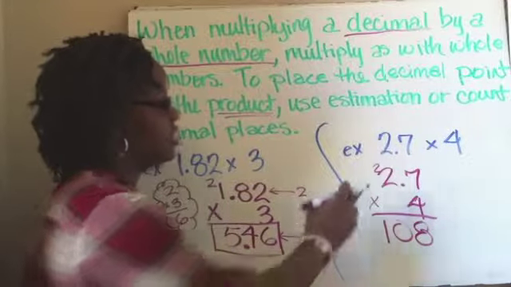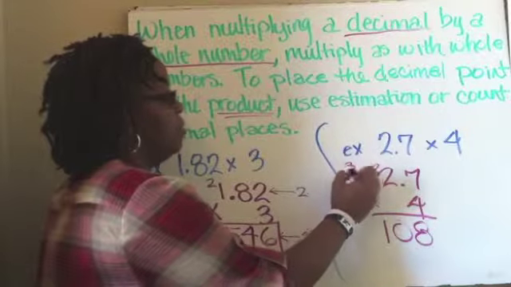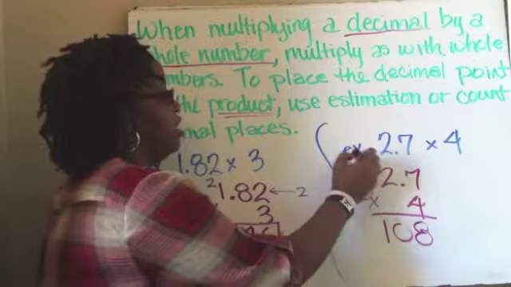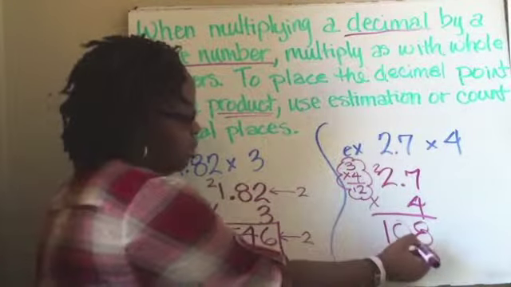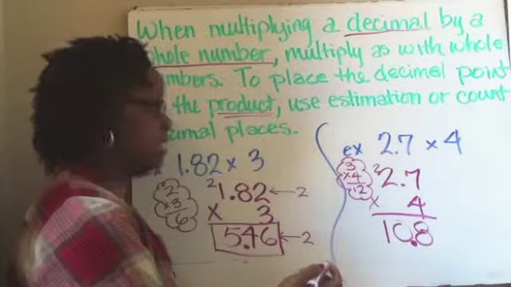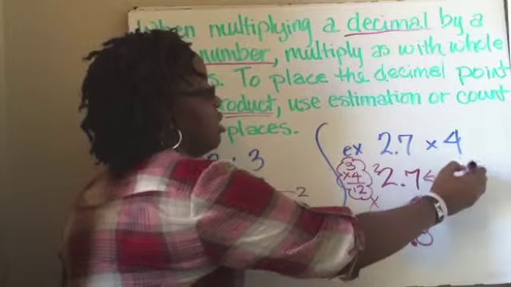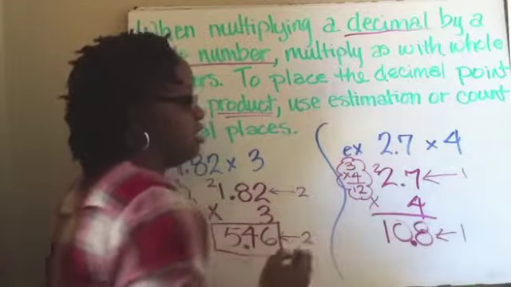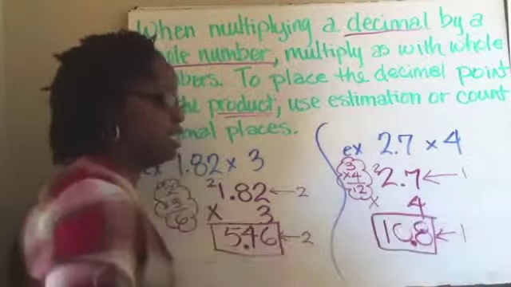So I can use estimation. 2 7/10 is about 3. Times 4 would give me 12. So my answer or product should be close to 12. Well, there's only one place I can put the decimal to get close to 12, and that would be here between the 0 and the 8 to give me 10 8/10. Okay? The other way is to count our decimal places. So here I have one number behind the decimal. Here I should have one number behind the decimal as well. Okay? And so our answer is 10 8/10.